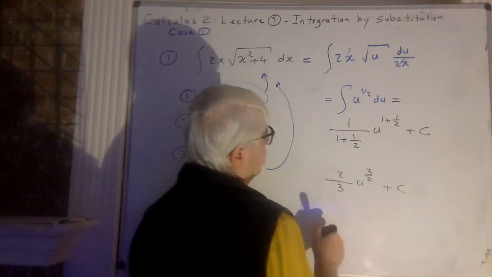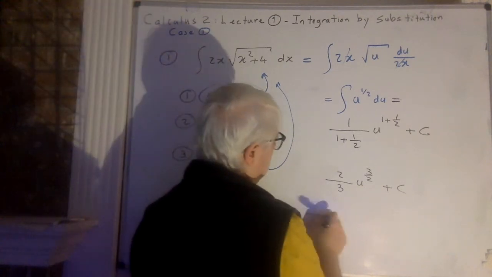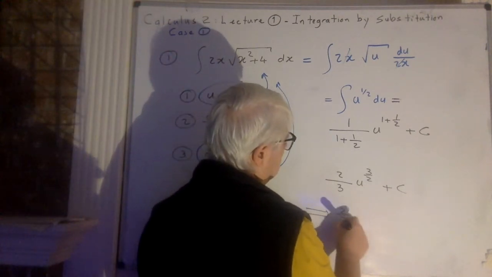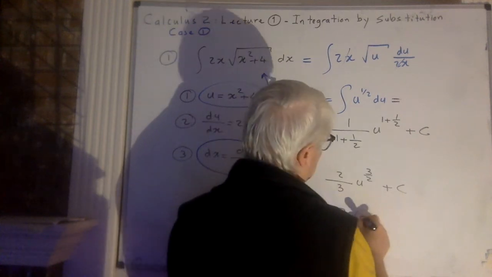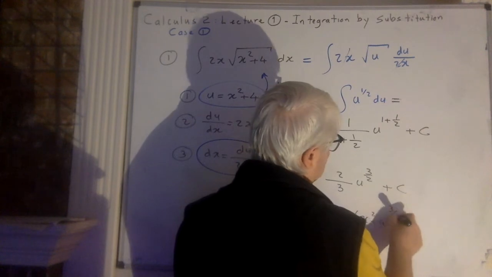And don't forget to substitute back for u. So the result is 2/3 times (x squared plus 4) to the power 3/2 plus c.